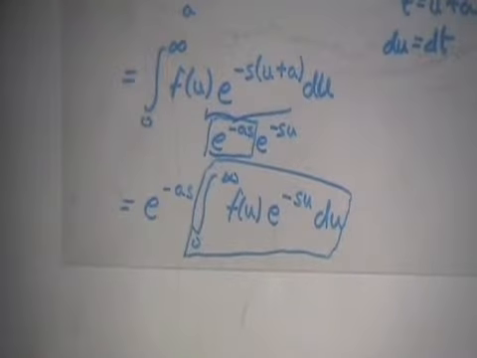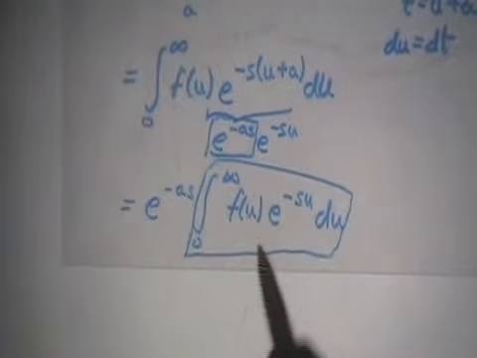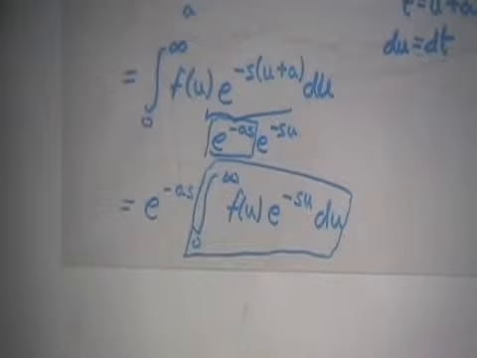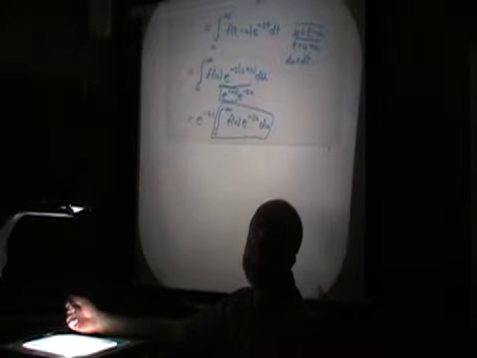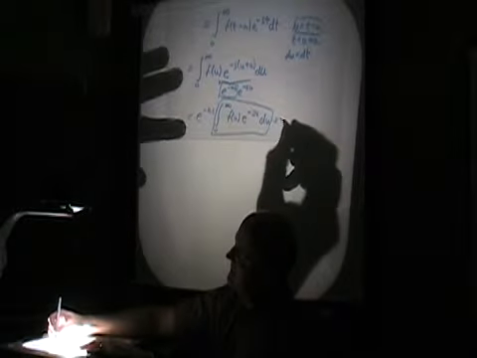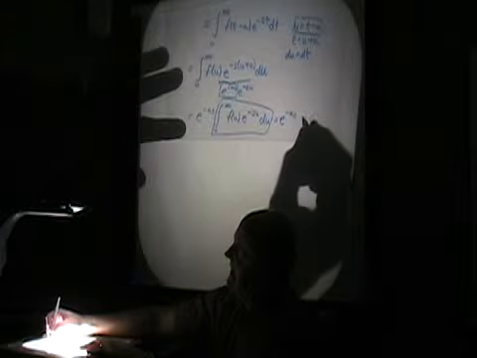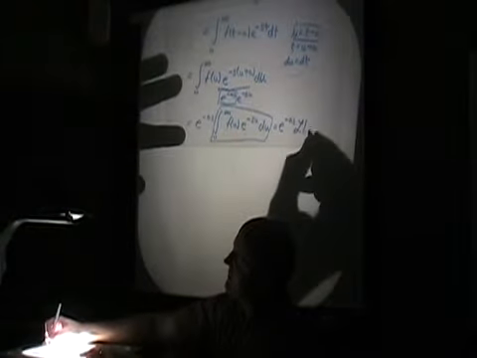I'm left with this e to the negative as in front and this integral right here. But look at that integral. That looks just like the integral for the Laplace transform of f of t, except it's a u in there instead of a t. But variables of integration are just dummy variables anyway. It doesn't matter what you call them. This thing in the box is still the Laplace transform of f of t. So I get e to the negative as times the Laplace transform of little f of t.